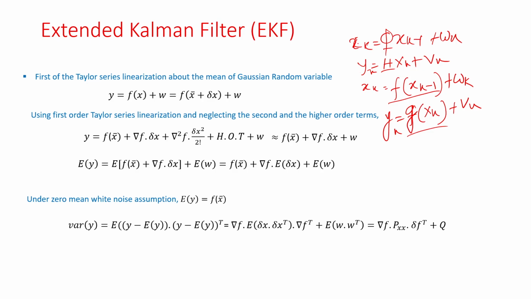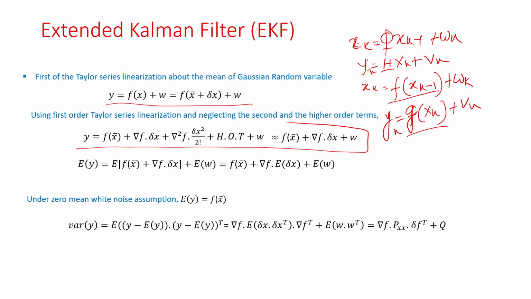But if you want to solve using an EKF, EKF does not do all this. It will do simply a first order Taylor series approximation of your measurement. So, that is all it is doing here. It will do the first order Taylor series linearization about the mean of the Gaussian random variable, right. I have done a simple Taylor series here.